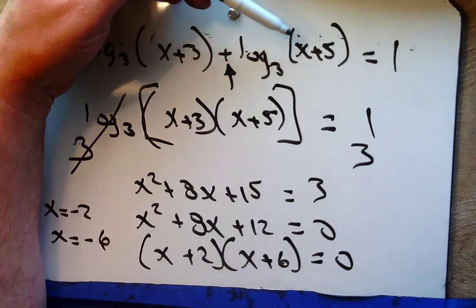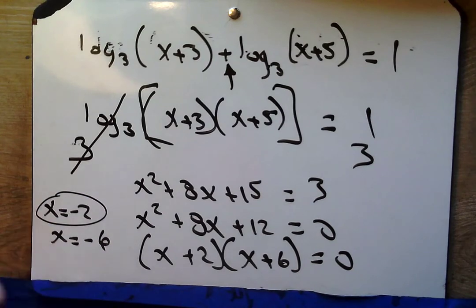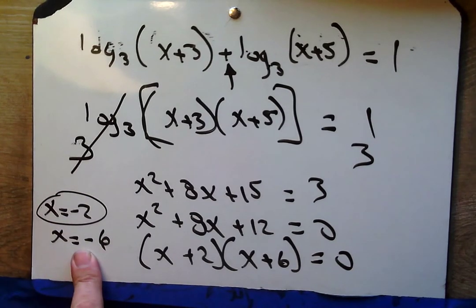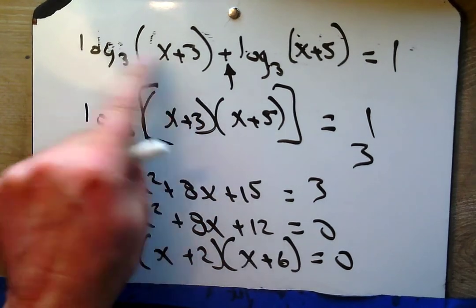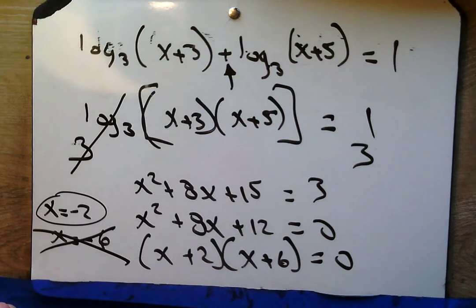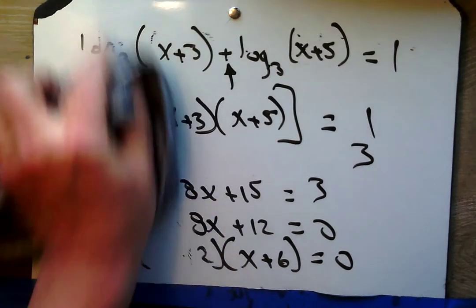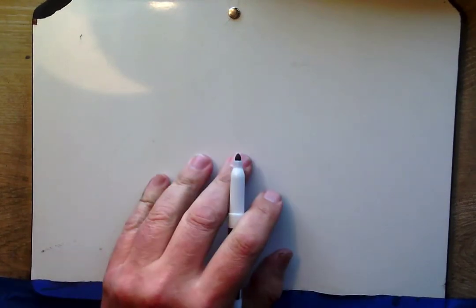So this works. What about that one? Negative 6 plus 3 is negative 3. No, I can't take the log of negative 3. So I only get one solution. Okay? Nobody is going to remind you on any tests whether you've got a must-check situation or not.